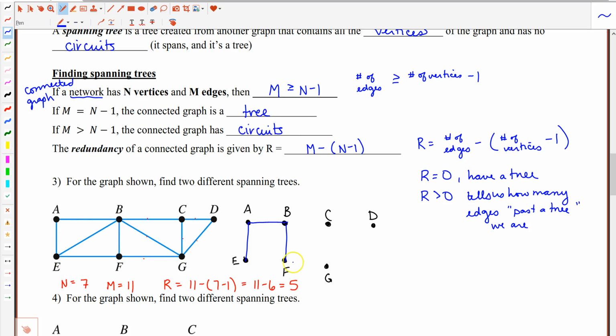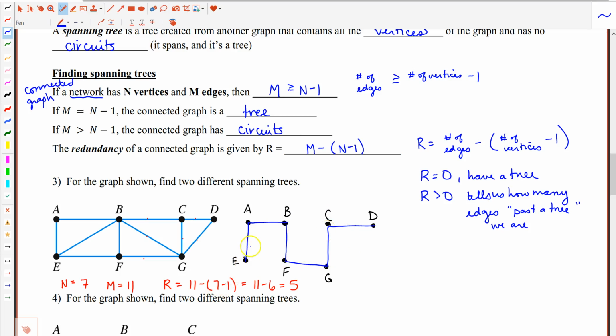Maybe I'll connect F to G using this way, G to C, and then C to D. I'll use that one. Cool. So this would be a spanning tree. I've used all of the original vertices of the graph, and these are connected and there are no circuits.